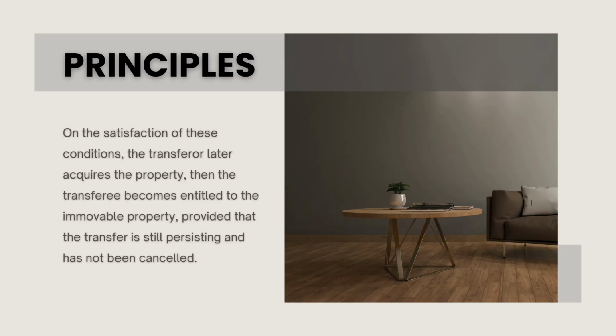Thus, a scenario envisaged under the provision is where a person who, though having no title, represents that he has present and transferable interest in an immovable property, and based on this representation, the transferee for consideration takes the transfer. On the satisfaction of the above noted conditions, the transferor later acquires the property, then the transferee becomes entitled to this immovable property, provided that the transfer is still persisting and has not been cancelled.